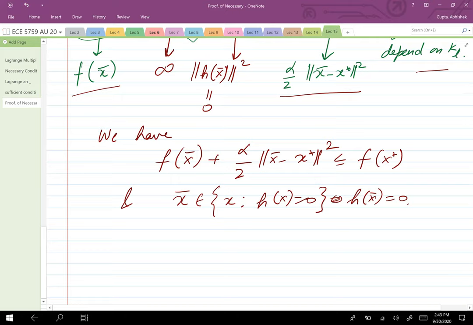So when can this happen? So I am on the surface h of x equal to zero, and my original claim was that x star is a local minimum, okay? And what I'm trying to say here is I have another point x bar such that f of x bar plus some positive number, so this term is positive, multiplied by x bar minus x star square is less than or equal to f of x star. So in other words, x bar seems to have much lower value than f of x star along that surface. How can that happen? Didn't we just say that x star is the optimal solution? It's a local minimum.